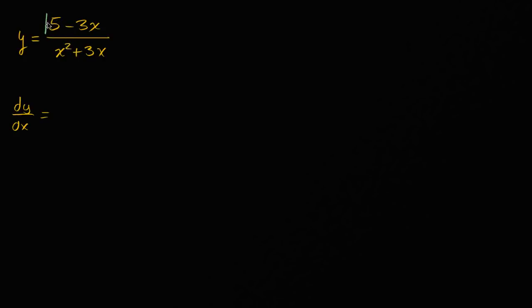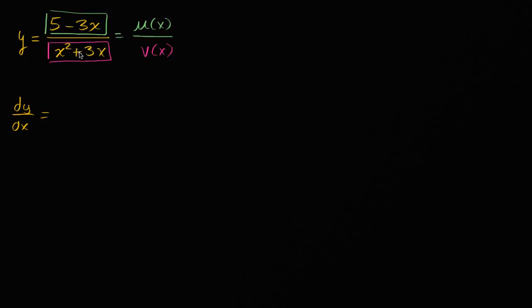You could view this one up here as u of x. So you could say this is the same thing as u of x over, and you could view the one in the denominator as v of x. So that one right there is v of x. And if you're taking the derivative of something that can be expressed in this way as the quotient of two different functions, well, then you could use the quotient rule.